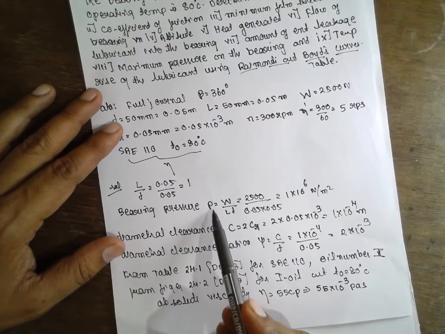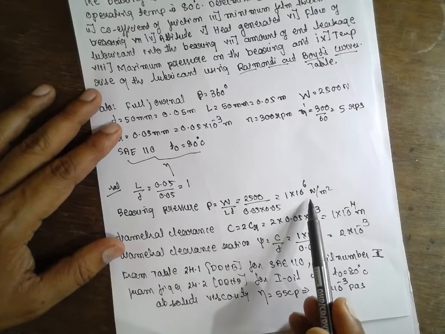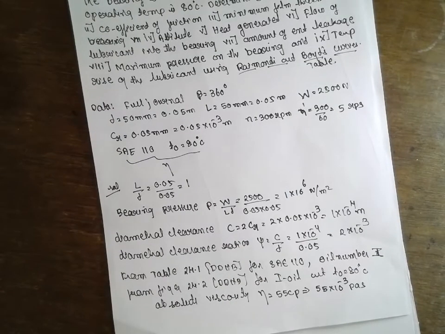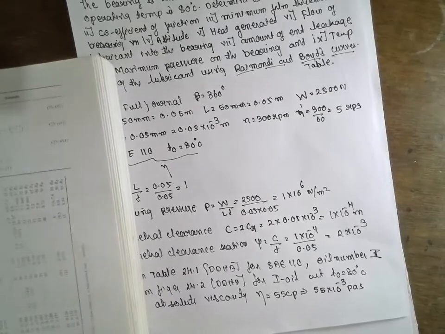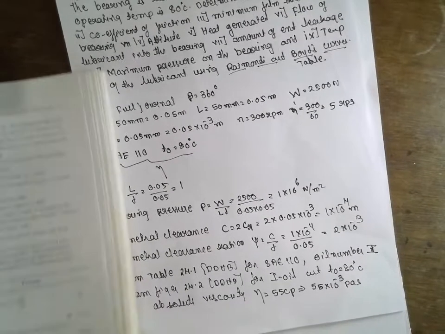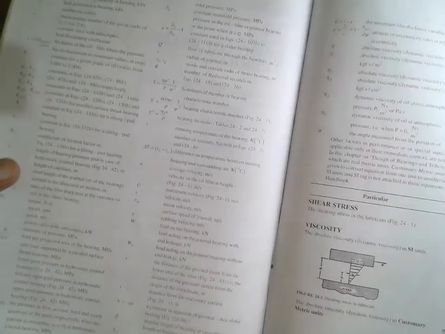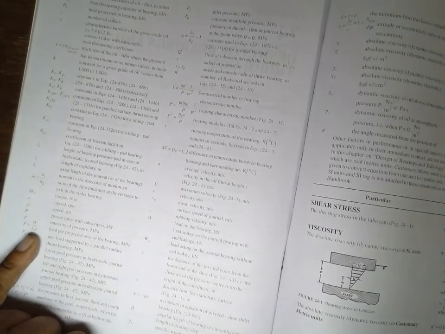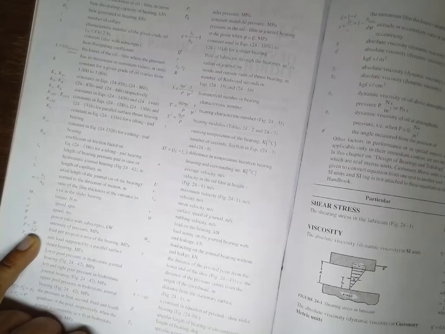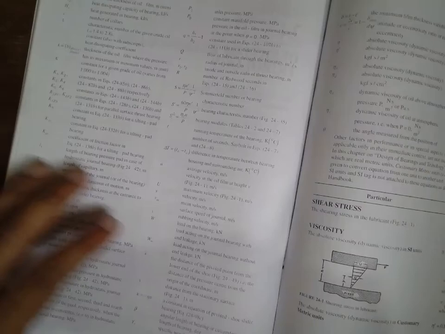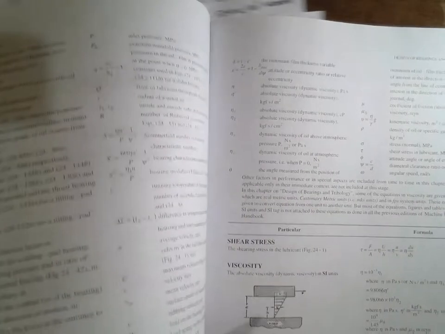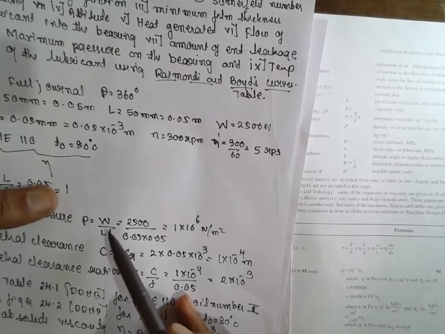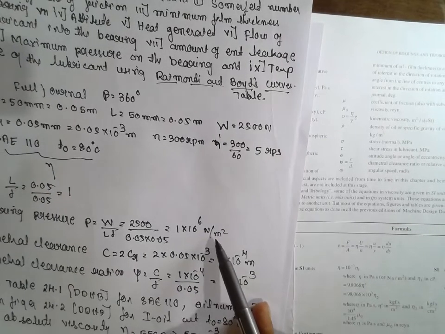The bearing pressure can be obtained from W by LD using this. Where is it obtained? It is obtained from the data handbook. You can see here the W by LD value. This value has to be substituted in the equation and you will obtain the value. After W by LD, substitute the value and you will get it in terms of newton per meter square.